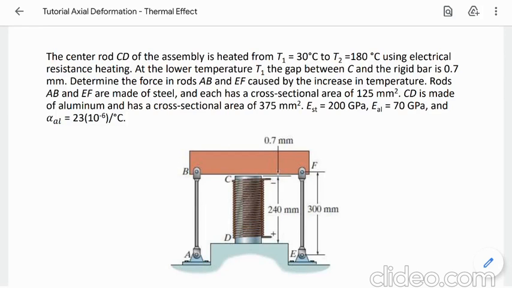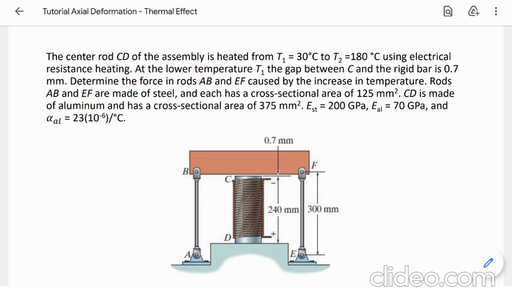So basically we have a rod CD that's heated from 30 degrees Celsius to 180 degrees Celsius, and at the lower temperature there's a gap between C and the rigid bar, which is 0.7 mm, and we have to determine the force that is developed in rod AB and EF caused by this increase in temperature.